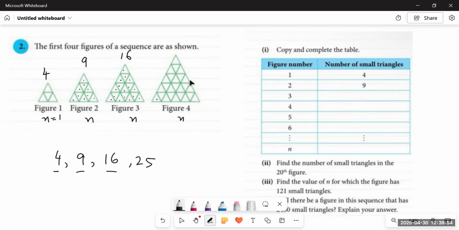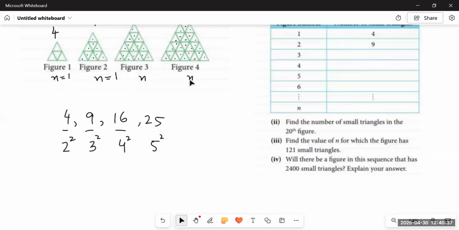It means for the fourth figure, there should be 25 triangles. And if you count them, 1, 2, 3, up to 25. You see, hence proved that all the numbers coming forward would have a perfect square, and the very next perfect square. So for n equal to 1, figure number 1, we have the perfect square of 2. Figure number 2, we have the perfect square of 3. In figure number 3, we have the perfect square of 4. In figure number 4, we have the perfect square of 5.